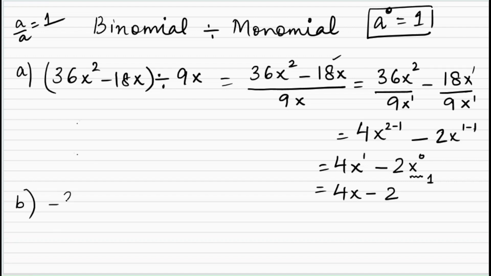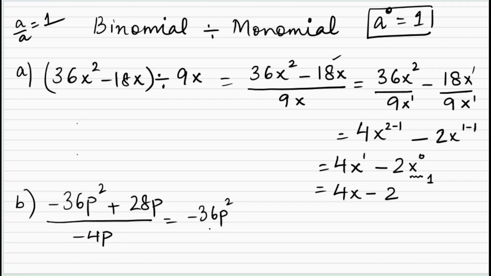Negative 36p square plus 28p divided by negative 4p. Let's separate the terms. Negative 36p square by negative 4p plus 28p by negative 4p. Negative 36 divided by negative 4 is 9. P square, and this is the exponent 1. So 2 minus 1, 1. So it's p to the exponent 1, plus 28 divided by negative 4 is negative 7.